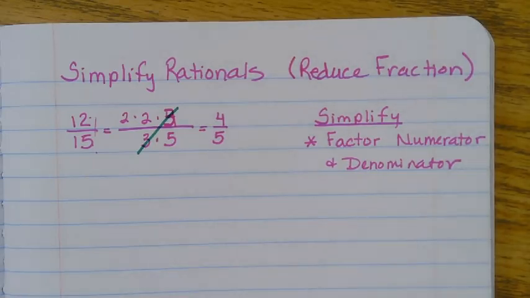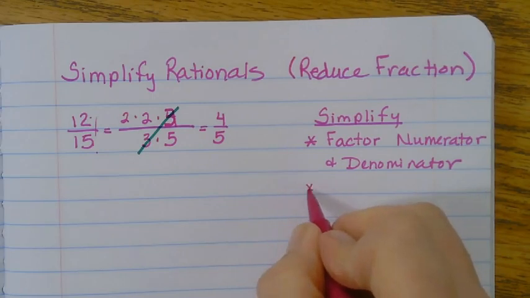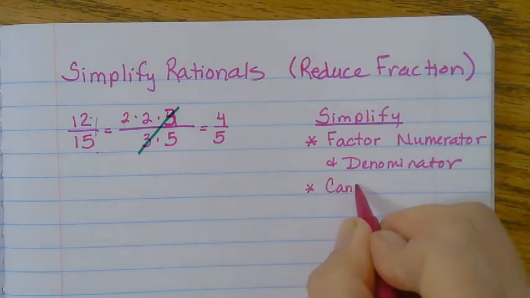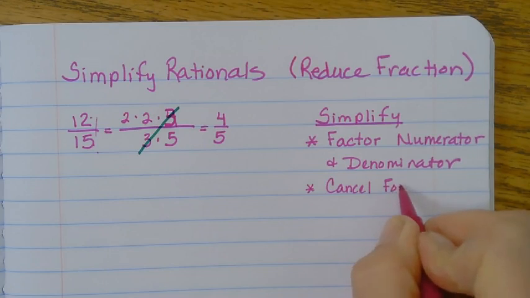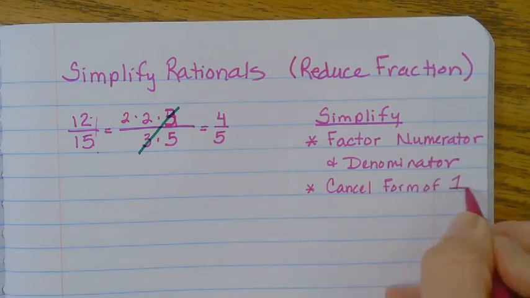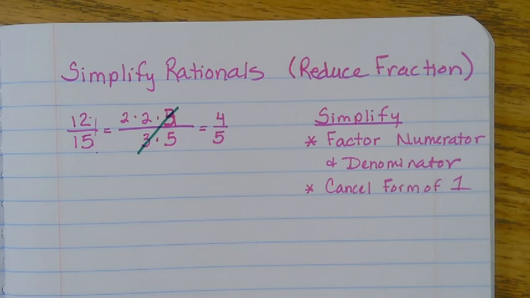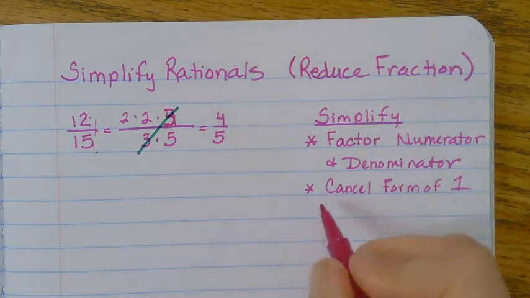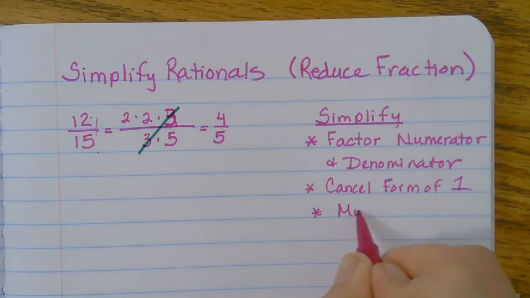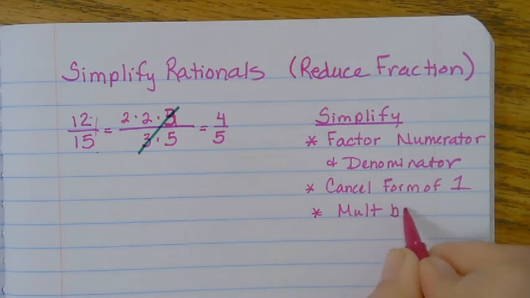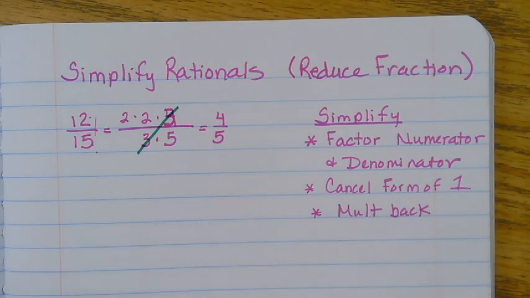Okay, so to simplify, we're going to factor the numerator and denominator. Then we will cancel forms of 1. And that just means when we have the same number or same variable in the numerator and denominator. And then multiply back. Usually here we're just multiplying back the number portion, like the 2 times 2. If there are variables or expressions in parentheses, we don't have to multiply those all. And you'll see what I'm talking about in a minute.